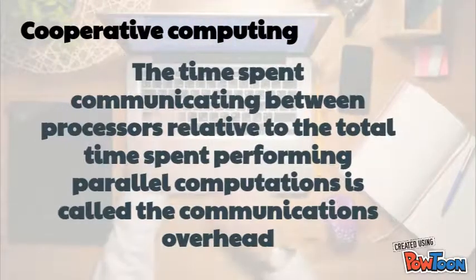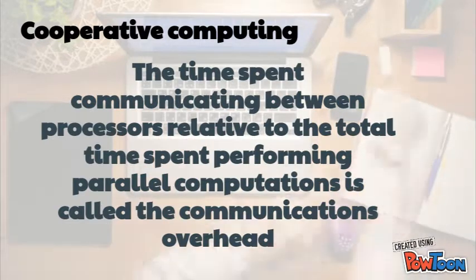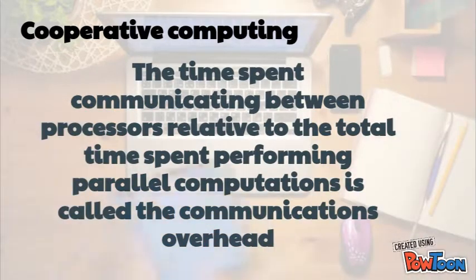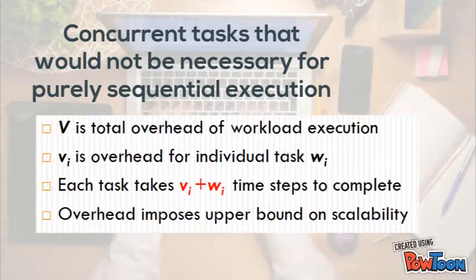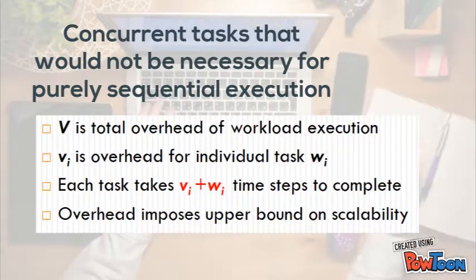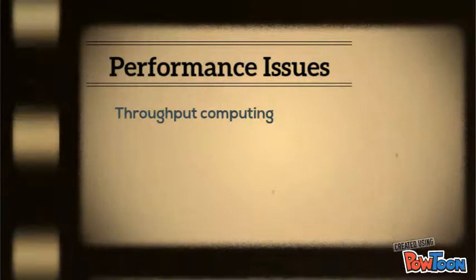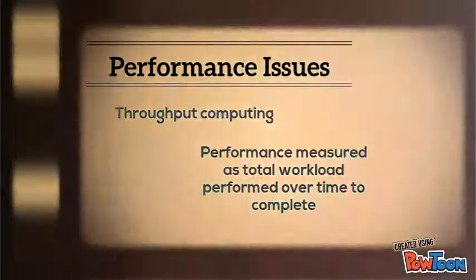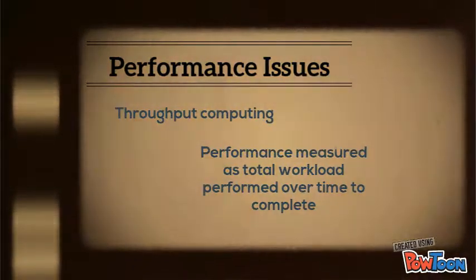The time spent communicating between processors relative to the total time spent performing parallel computation is called communication overhead. This is the formula for concurrent tasks that would be necessary for purely sequential execution. Performance issues. Throughput computing performance is measured as the total workload performed over time to complete.